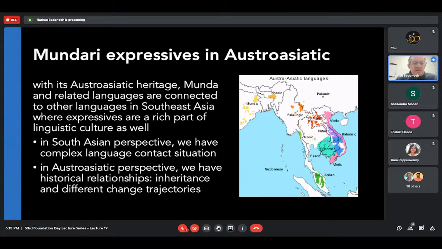When we look in the Austroasiatic context, we open ourselves up to a different view on history, on historical relationships, inheritance, and different change trajectories that could be brought about. Just briefly, for example, in Mundari, a long, tall, straight tree growing straight into the air would be depicted as birbor. If that long, stiff, straight object started to sway a little bit, as a tree might in the wind, then it would be depicted as lirlor. So B going to L, and there seem to be in Mundari many occurrences of the L, which depict softness or swaying, some sort of soft movement.